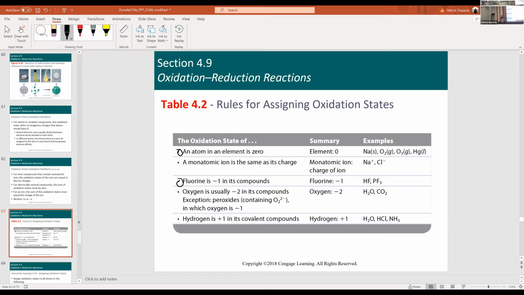Next, fluorine. Fluorine's -1 all the time. It has the highest electronegativity, so it's always -1 regardless. Oxygen is always -2, except when it's in peroxides. A peroxide is anything that contains an O2 2- unit. The easiest one to see is hydrogen peroxide, so I'll just draw that. Hydrogen peroxide is H2O2. In this case, the oxidation state for oxygen is -1, and for hydrogen is +1.